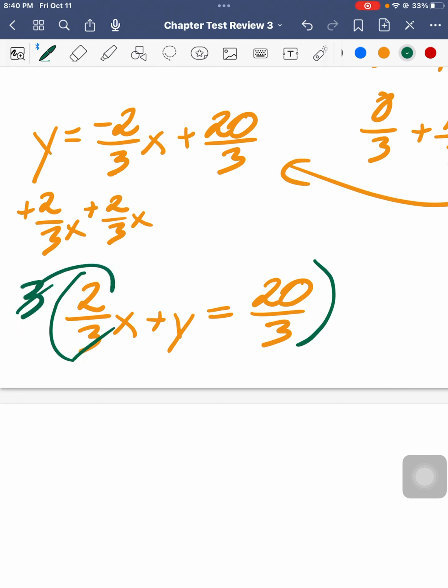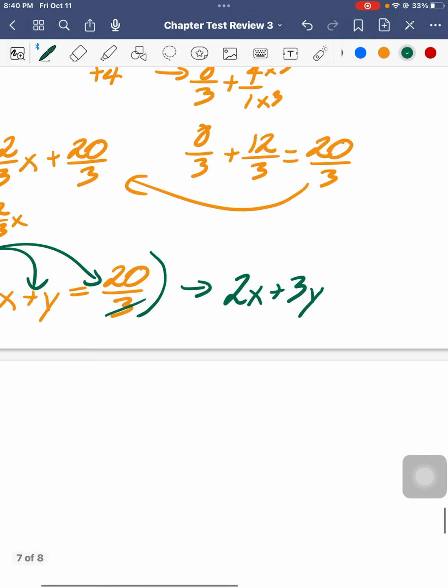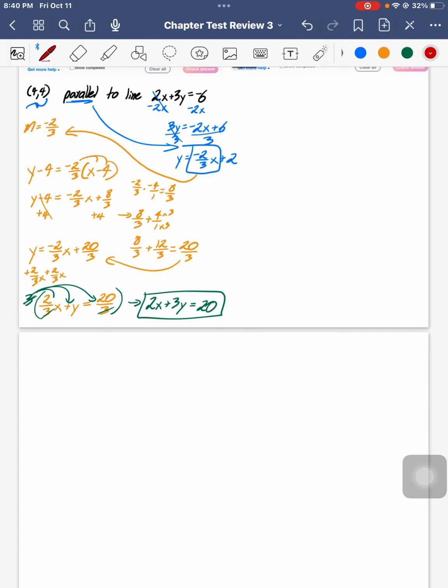So now this 3 is going to cancel out with this. This is going to get multiplied to the y. And now this 3 is going to cancel out with this 3. So my final answer should actually be 2x plus 3y equals 20. Okay, that's my actual final answer.